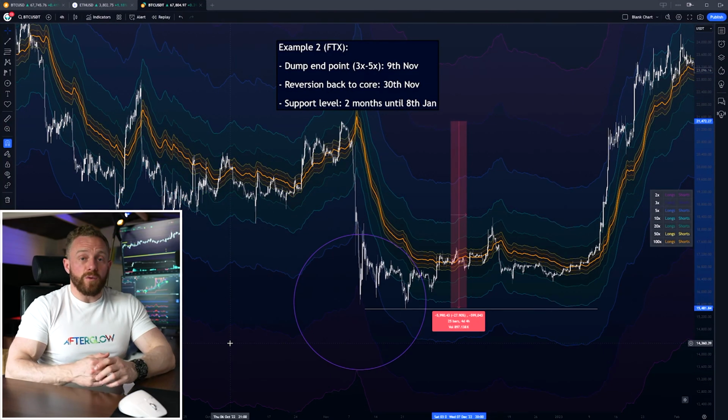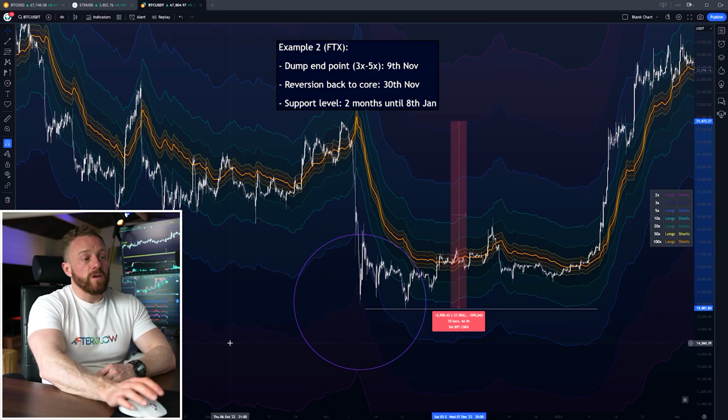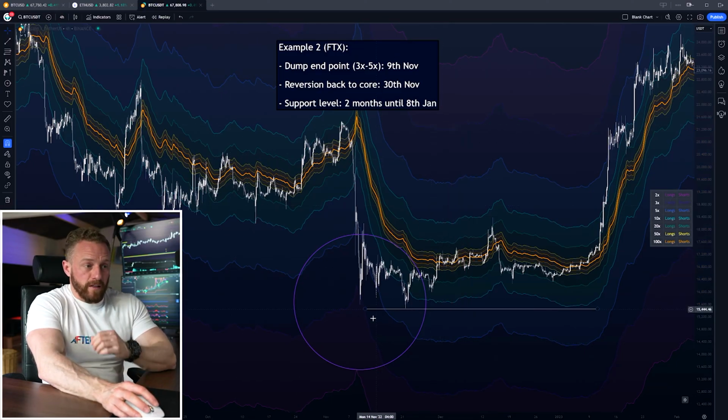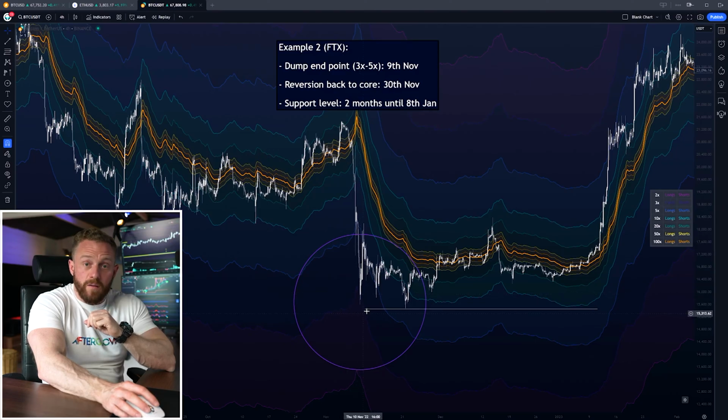The next example is the FTX crash that saw price drop around 30%. And again, you can see the dump ran out of steam when price started hitting those 5x and 3x points on the liquidity band in the blue and purple zone down here.